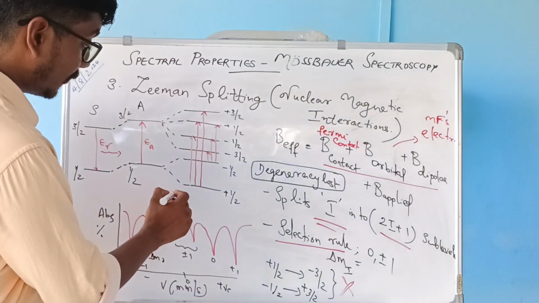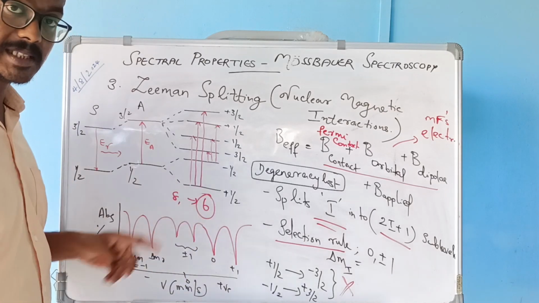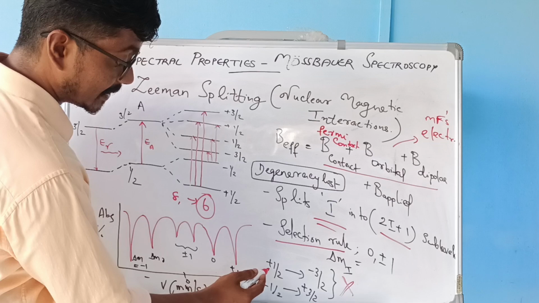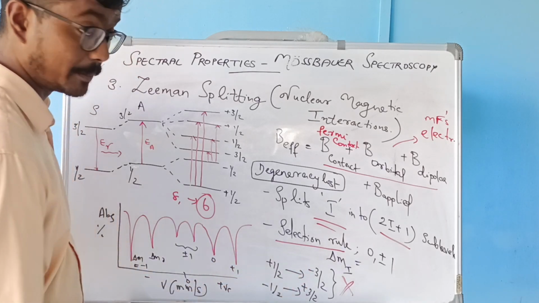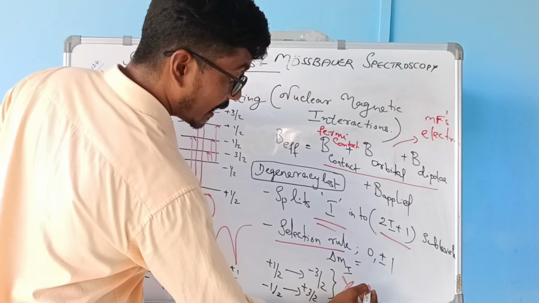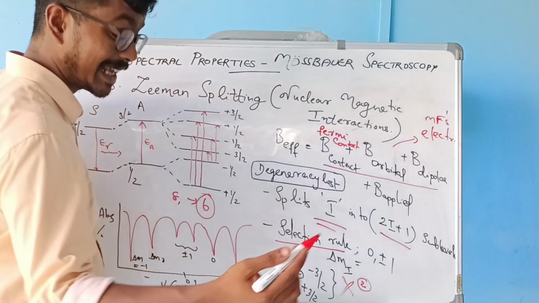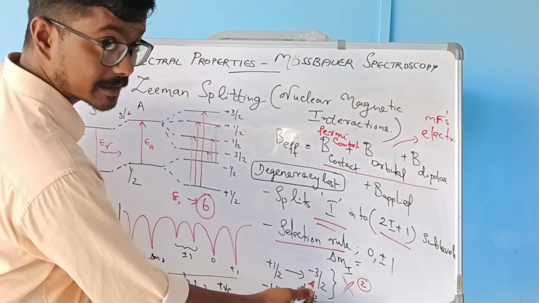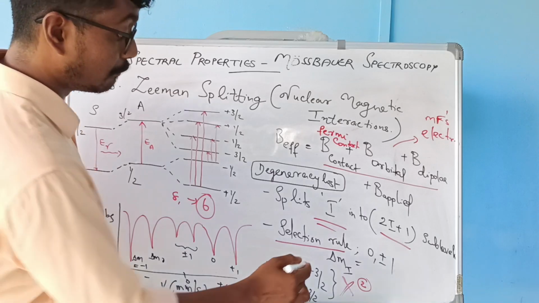So instead of 8 spectral lines, we will obtain only 6 spectral lines. This is due to the selection rule. The transition between spin state of plus half to minus 3 by 2 gives a spin quantum number change of 2, which is not acceptable. So transition between plus half to minus 3 by 2 and minus half to plus 3 by 2 is not possible.